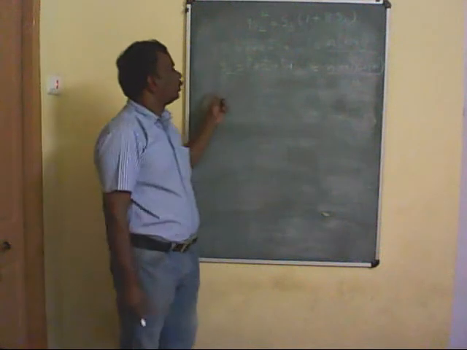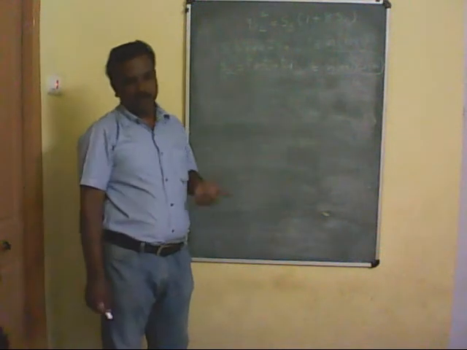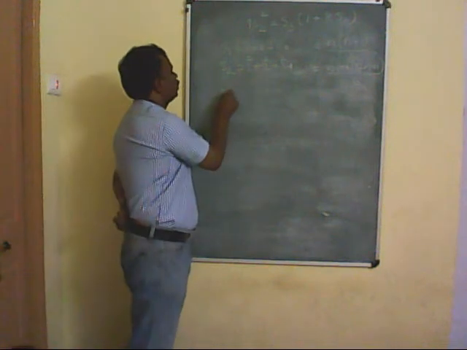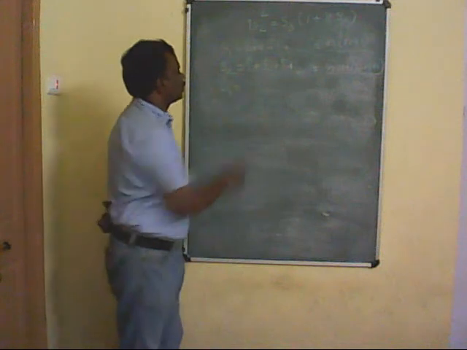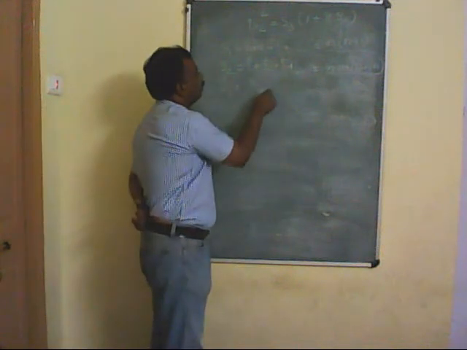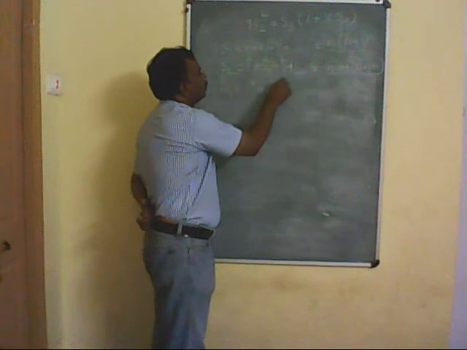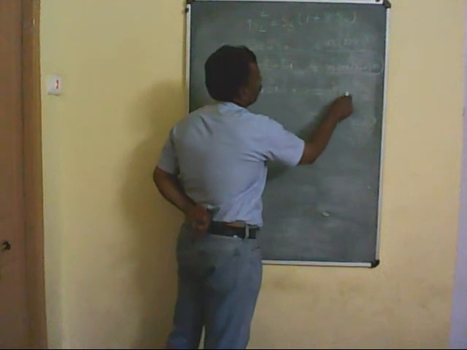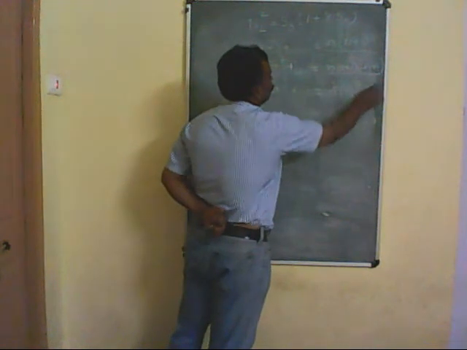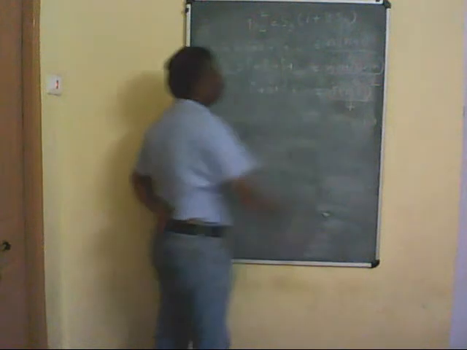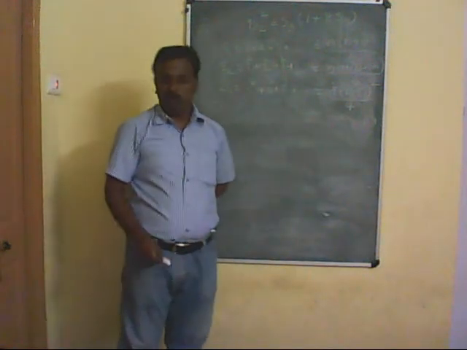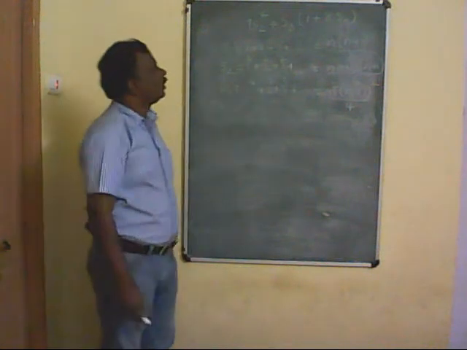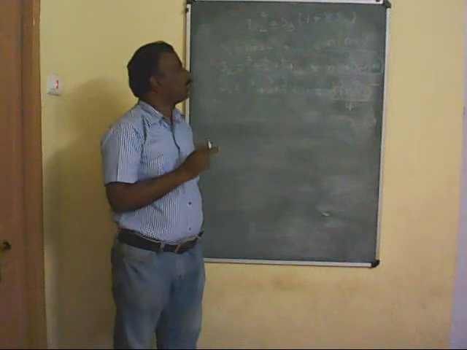Then what is s3? The sum of the cubes of the first n natural numbers is given by s3, which is 1 cube plus 2 cube plus 3 cube and so on, and which is n square times n plus 1 whole square by 4. If it is so, then we need to prove that 9 s2 square equals s3 into 1 plus 8 s1.